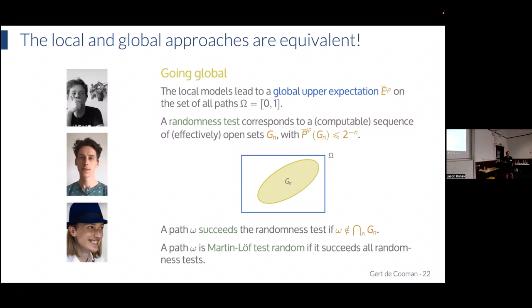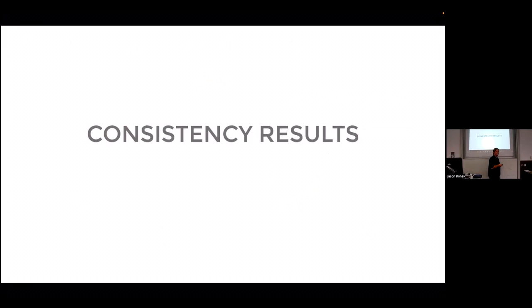And you can prove it also that the local and the global approach coincide here as well. So we have a notion of randomness that is associated with imprecise forecasts. Okay. Not very special, you might say, but you may be wrong in that.